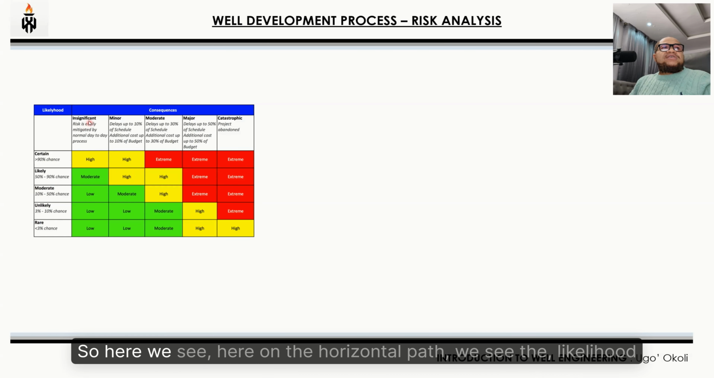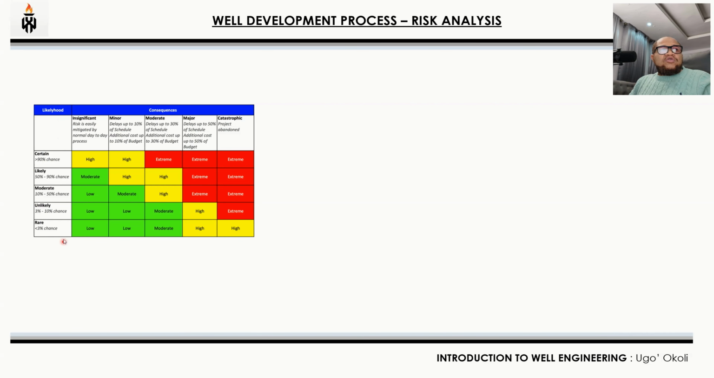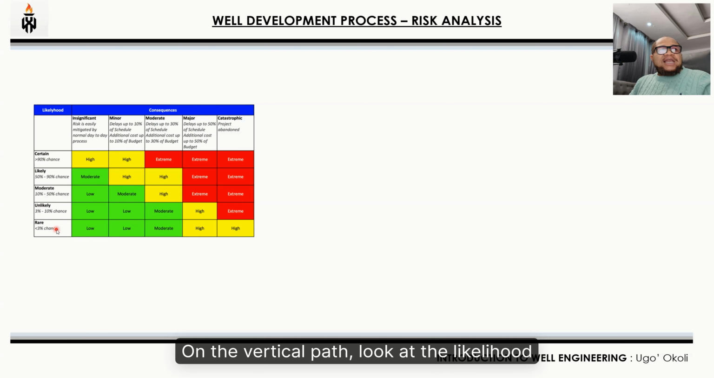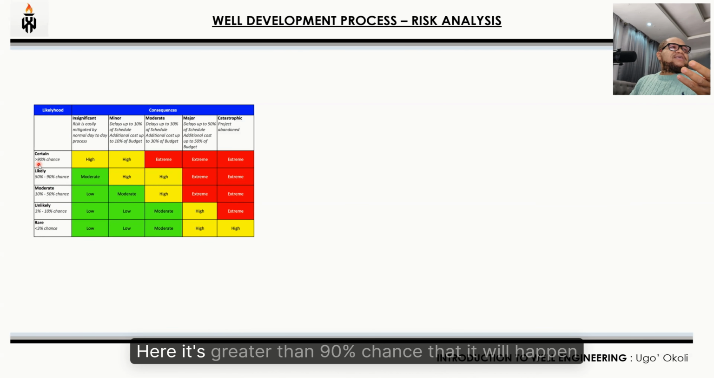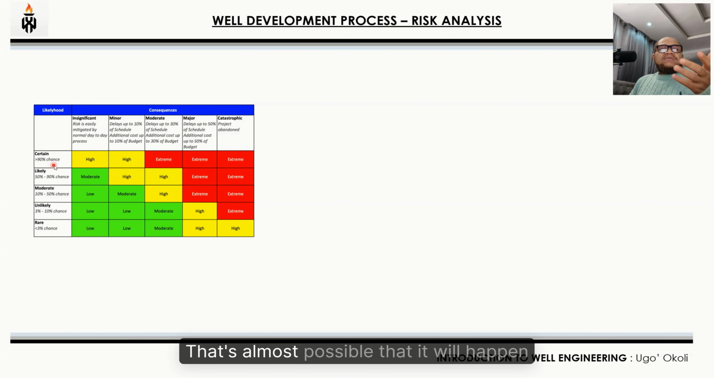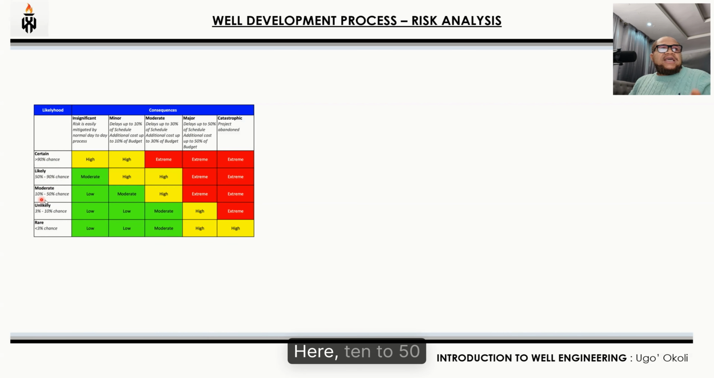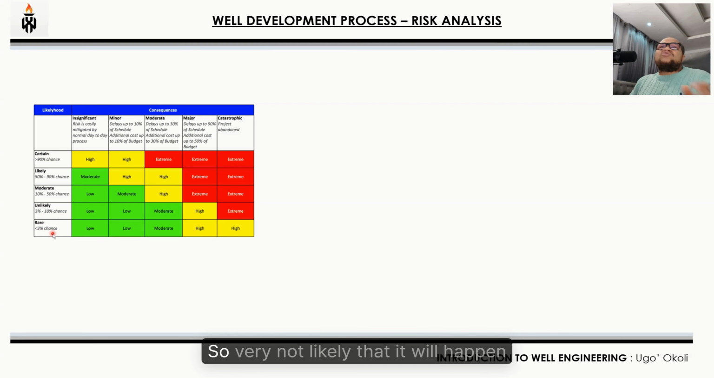So here on the vertical part, we look at the likelihood, that's the possibility of that risk happening. Here it's a greater than 90% chance that it will happen. That's almost certain that it will happen. That's happened in the industry. Here 50 to 90, here 10 to 50, here 3 to 10, and here less than 3% chance. So very not likely that it will happen.